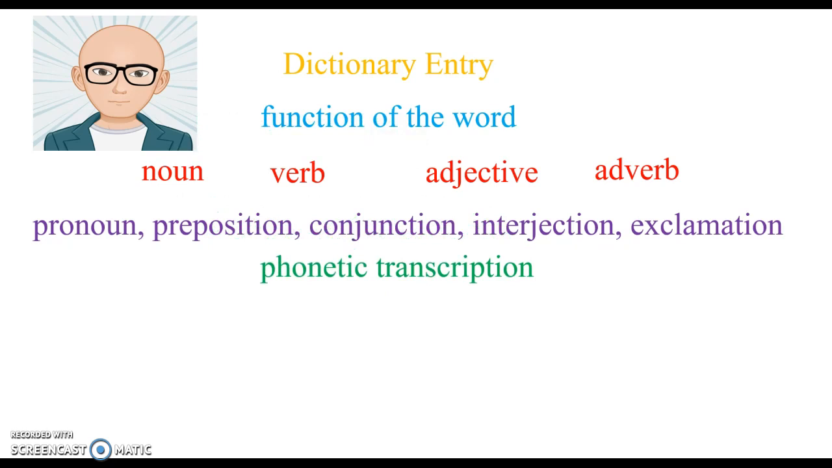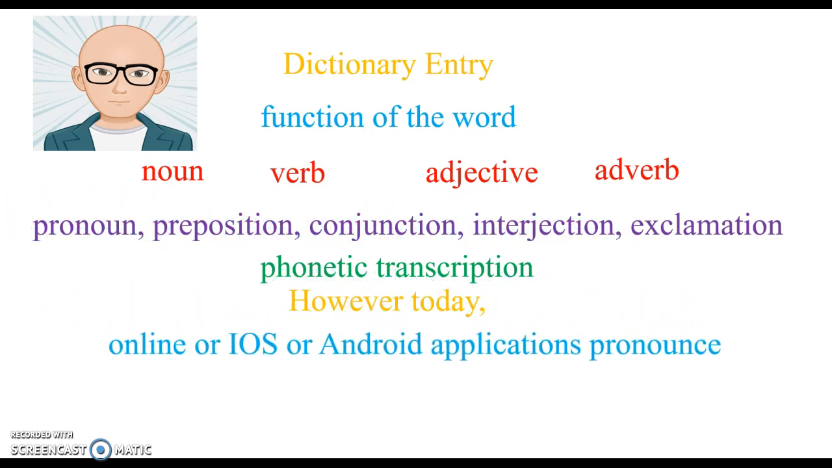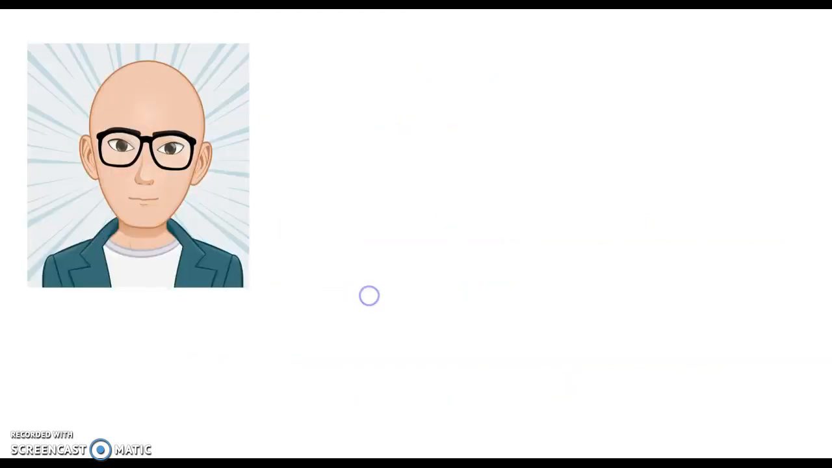Dictionaries also give you a phonetic transcription. However, today, online or iOS and Android applications pronounce for you. And dictionaries also give you an etymology or an origin of the word. They tell you how this word came into your language.